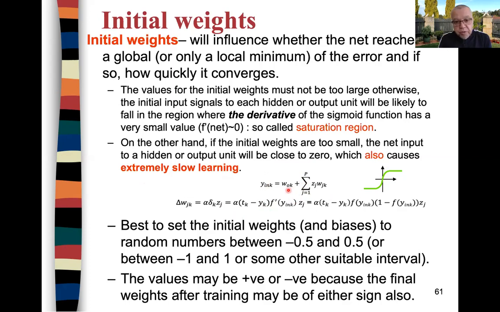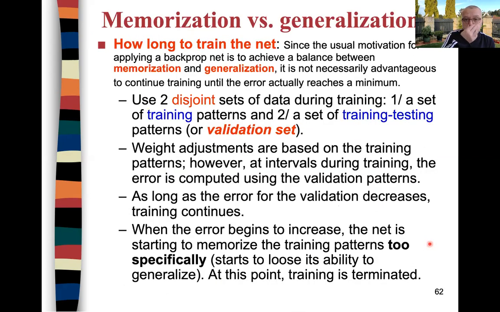So the best way is to set the initial weights and the biases to random numbers between -0.5 and 0.5, or between -1 and 1. And the values for the initial weights, as we've seen in one of the slides before, can be positive or negative, because after the final training, they may also be positive or negative. So the same thing for the initial weights.